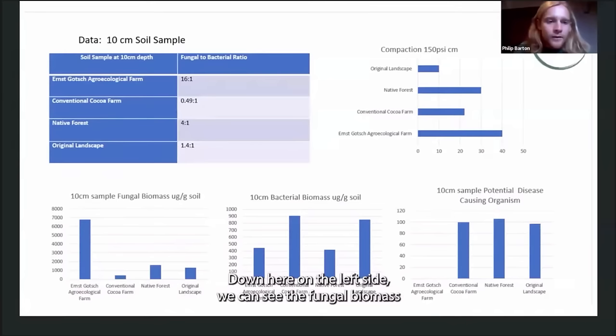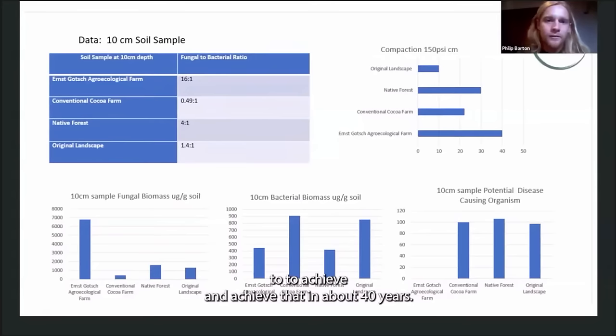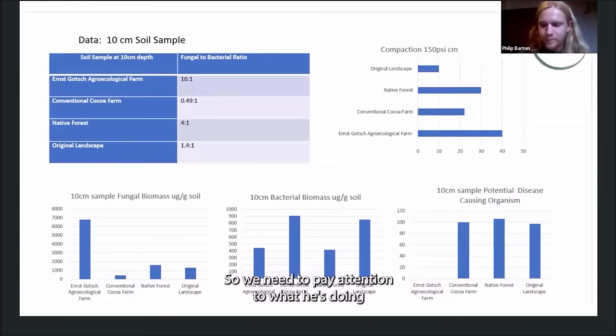Down here on the left side, we can see the fungal biomass per gram of soil, and Ernst sits at about 6,777 micrograms of fungi per gram of soil, which is close to that of a climax ecosystem that can take 500 to 1,000 years to achieve. And Ernst has achieved it in about 40 years. So we need to pay attention to what he's doing so we can start to implement this around the world.